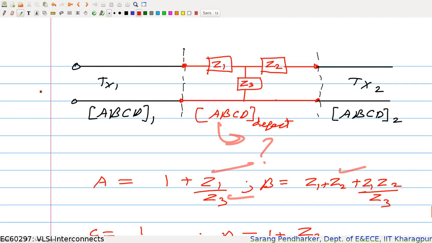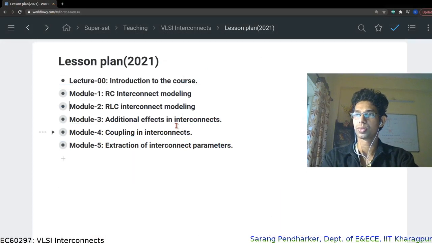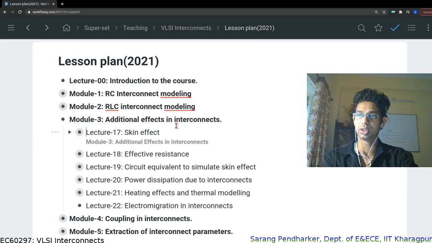So with that we will stop this lecture here. So far in this course we have gone through 5 modules. In the first module we saw RC interconnect. In the second module we saw the importance of inductive effects in your interconnects. In the third module we saw the additional effects which are there. So in this we especially saw the skin effects, the power dissipation due to interconnects, the heating and thermal heating effects and thermal modeling, and electromigration.